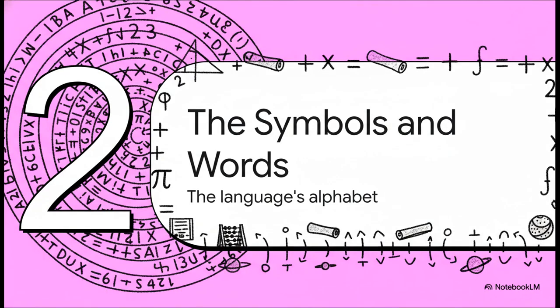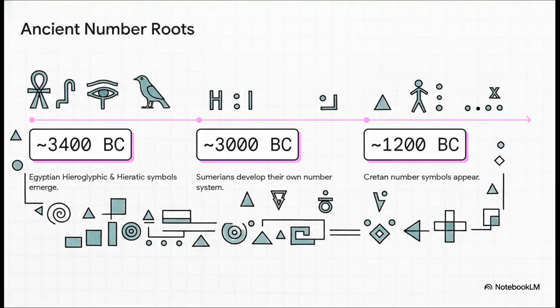Every language needs its alphabet, right? It needs words. Math is no different. Its words are all the symbols and little notations that have been developed over thousands of years, all to express ideas with total clarity and speed. And you'd be surprised how far back this stuff goes. Yeah, this is not a new invention, not by a long shot.